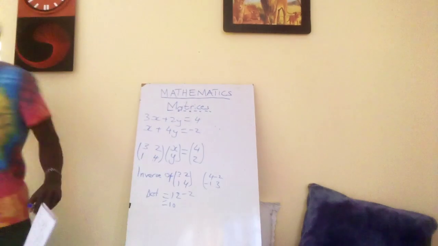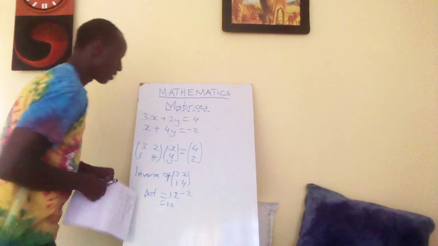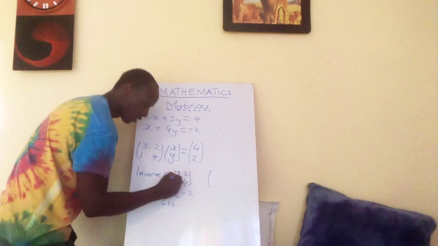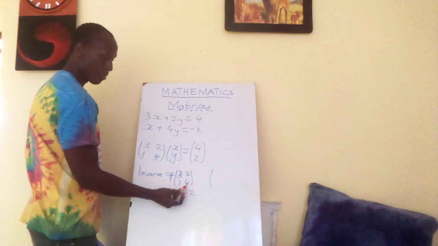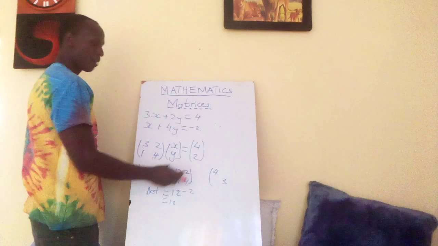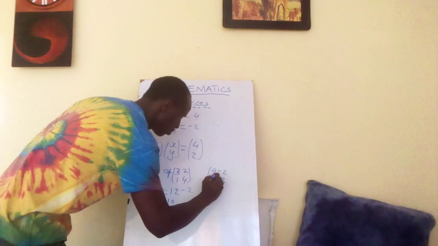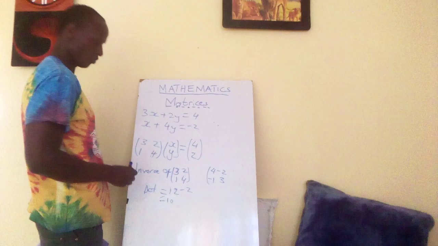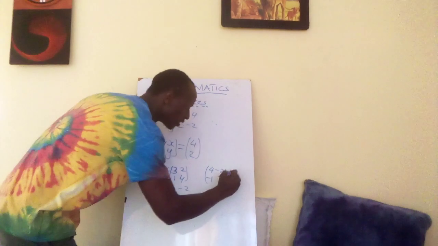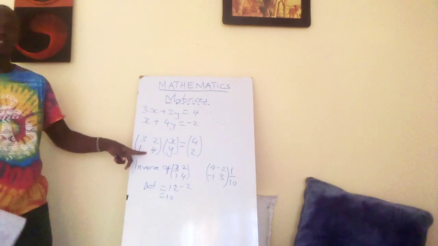Let me write it so the numbers can have some spacing. Let me repeat the process again. Interchange the numbers in the leading diagonal, so 4 comes here, 3 comes here. Then the numbers in the secondary diagonal, you change their signs, so this becomes negative 2, negative 1. Then you divide by the determinant, which means multiplying by 1 over 10. Thus, this is the inverse of this matrix.